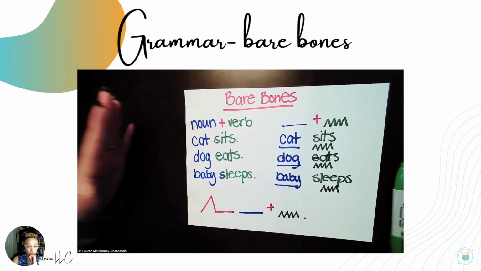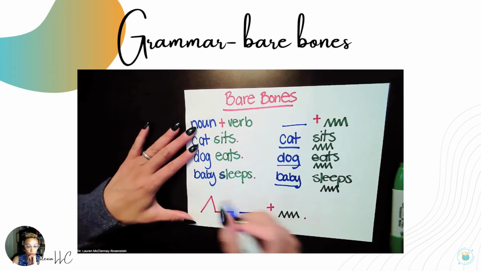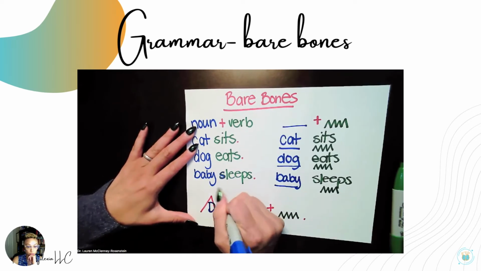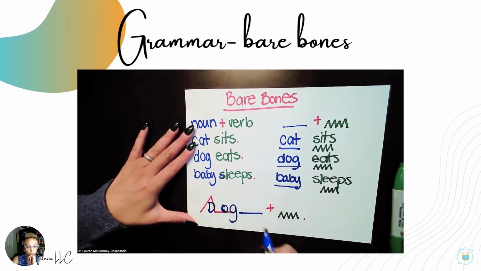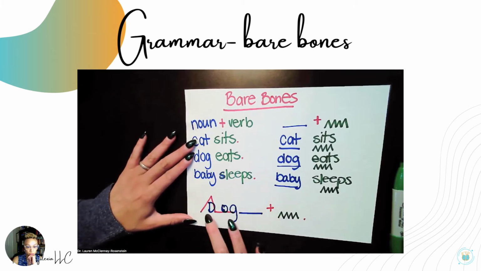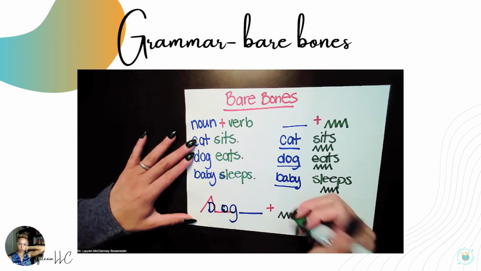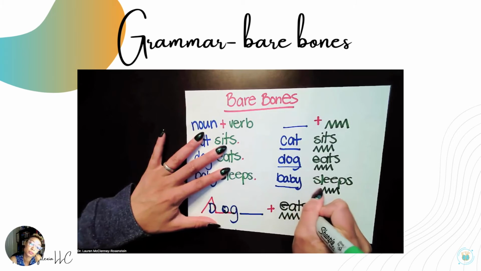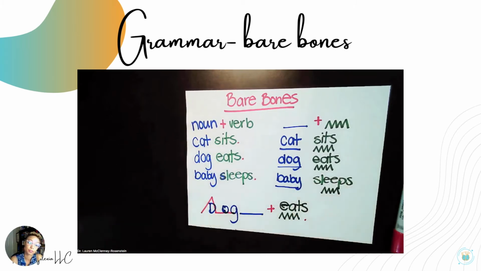So if I were to put this in, let's say I'm going to do dog eats. We're going to capitalize our D. Dog. Now, obviously, this is kind of right under here, but you know that the D would go in here. Dog. Oops, I'm so sorry. Eats. Period. And there you go. So that's a good way to teach bare bones sentences.